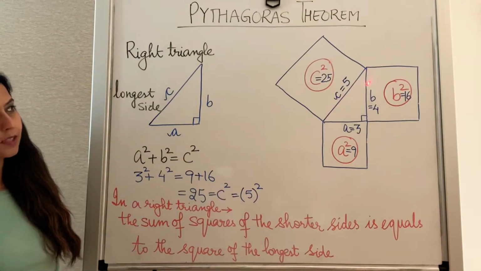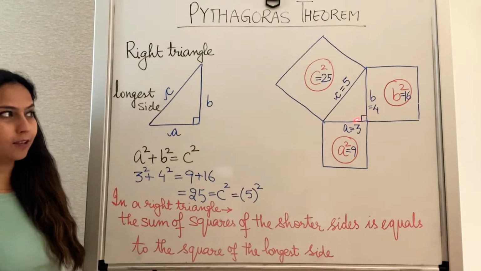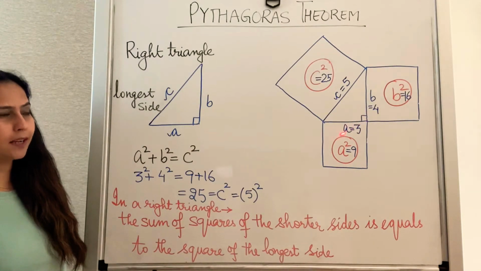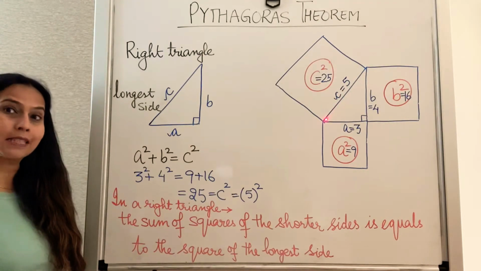Here, if you see in the center, there is a triangle which is 90 degrees here. So this means it's a right triangle. One of the shorter sides is 3, the other shorter side is 4, and the longest side is always the side opposite to the 90 degrees, which is called the hypotenuse. This is the longest side here.